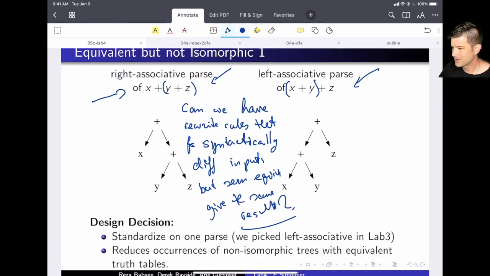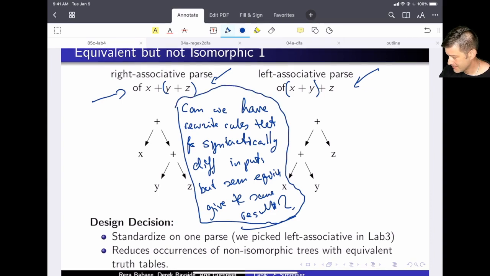Okay, so again, there are some answers which are trying to answer what's on a slide, but not really answering my question. So again, I'm going to clarify the question. What I'm asking is, can we have rewrite rules that take syntactically different but semantically equivalent expressions and produce syntactically equivalent outputs?